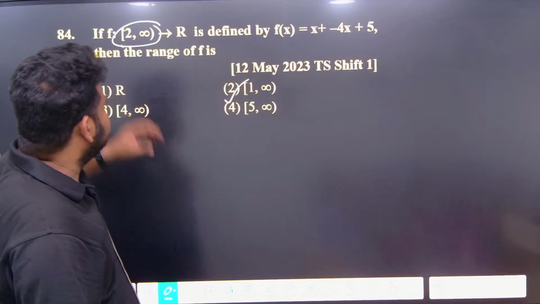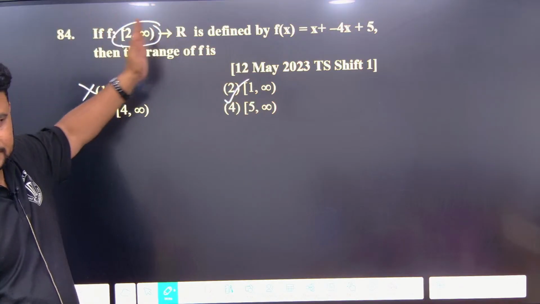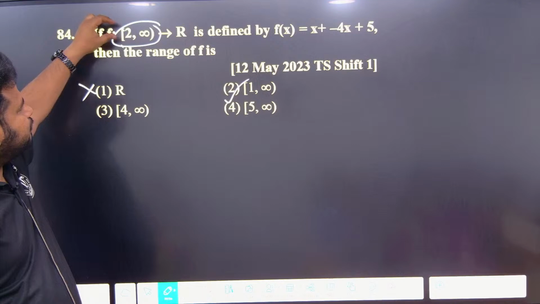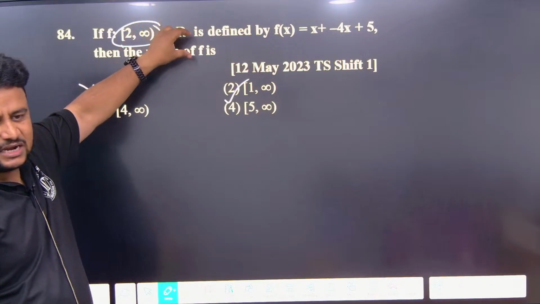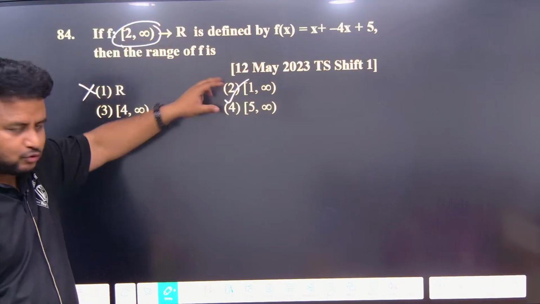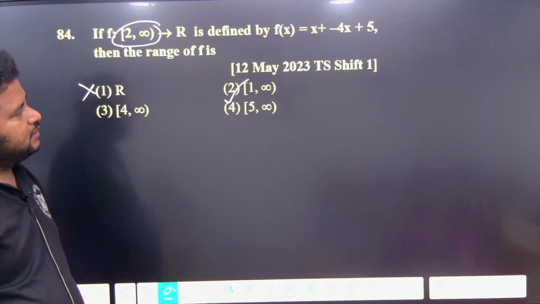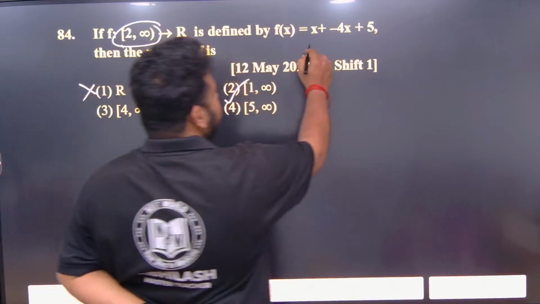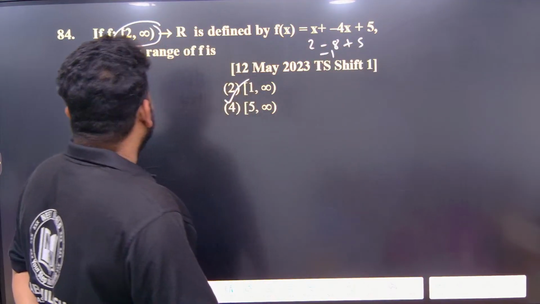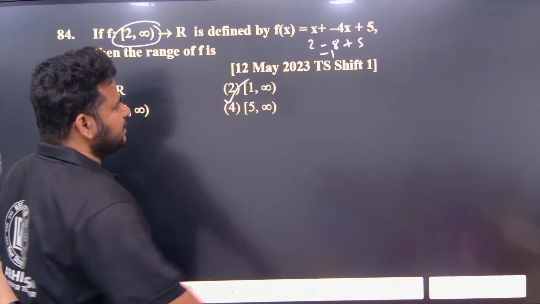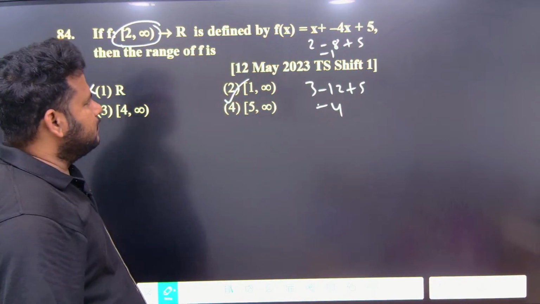What is the meaning of this? Till now you saw the function running R to R. So input is what here? Input is 2 comma infinity. If I put 2 comma infinity as input, I should get a real number. If I put 2, what will I get here? If I put 2, minus 8 plus 5, what will I get? Minus 1. If I put 3, 3 minus 12 plus 5, I will get minus 4. Correct now? So this is what I am getting.